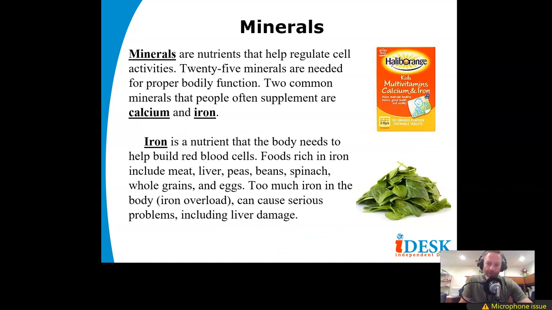Minerals. Okay, we do need certain minerals in our diets. Minerals are nutrients that help regulate cell activities. 25 minerals are needed for proper bodily function. 2 common minerals that people often supplement are calcium and iron. So let's talk about iron. Iron is a nutrient that the body needs to help build red blood cells. Foods rich in iron include meat, liver, peas, beans, spinach, whole grains, and eggs. Too much iron in the body, or iron overload, can cause serious problems, including liver damage.